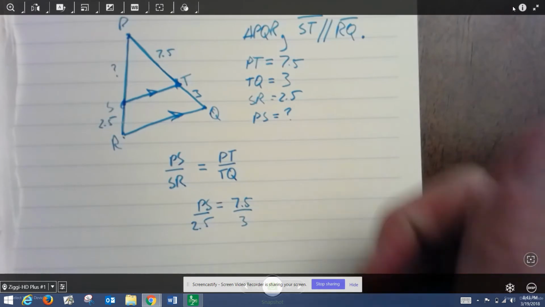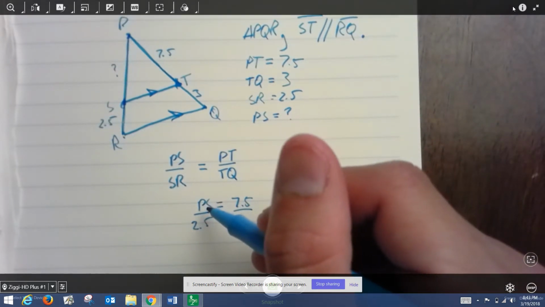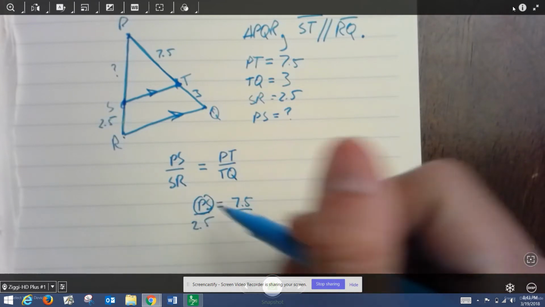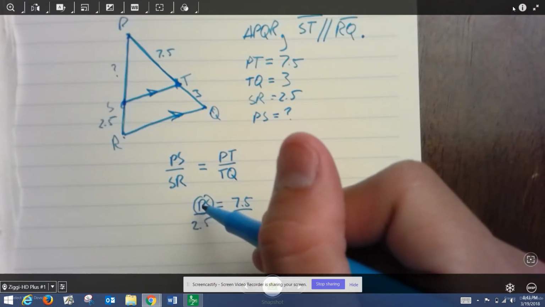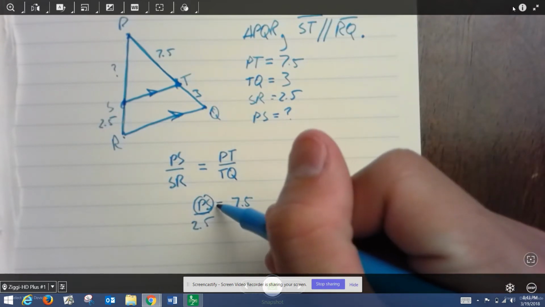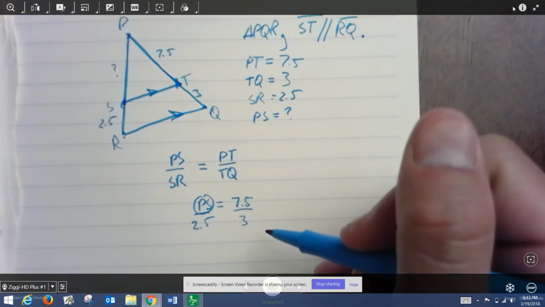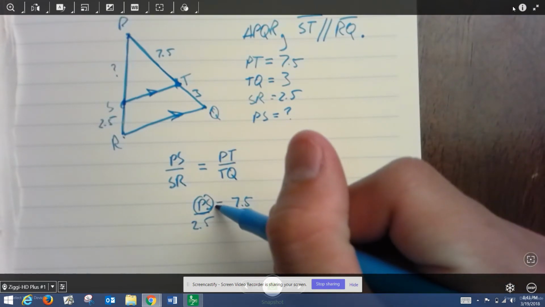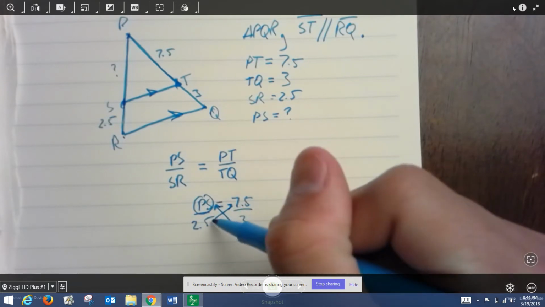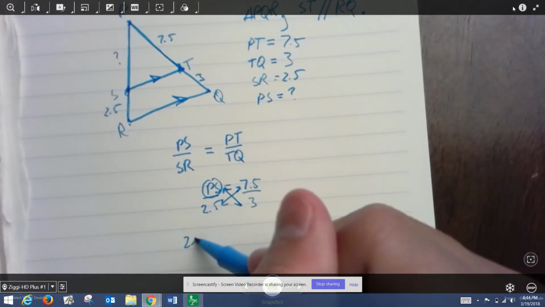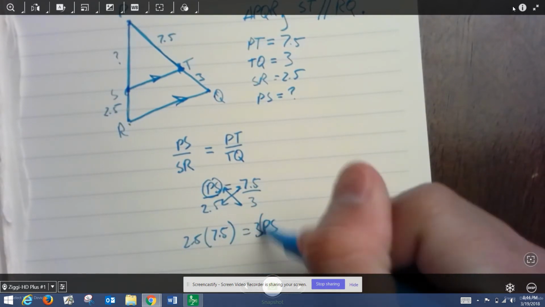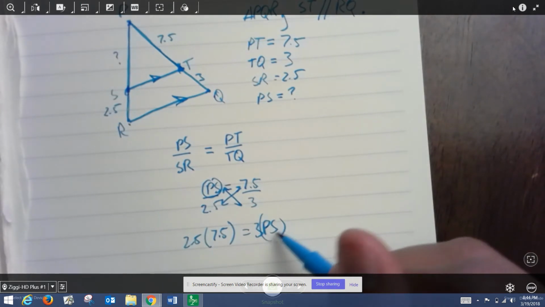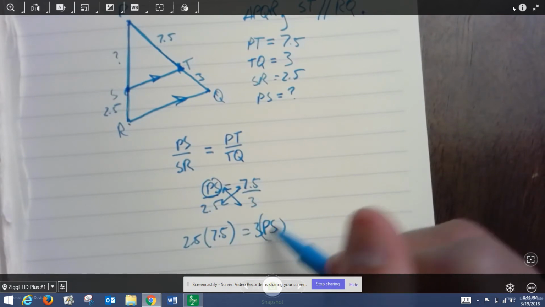You might not recognize this, but you can look at PS as one big giant variable, in the same way you can look at it as X, some unknown variable you're solving for. If you look at this proportion, how would you solve for it? Hopefully you would know that you just cross multiply. So you'd have 2.5 times 7.5 is equal to 3 PS. You look at PS as just one giant variable that you're looking for, not individual letters P and S, but this whole chunk is just one side length that we're trying to solve for.